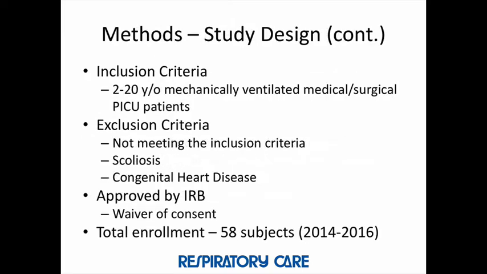So the methods they used for their study here, they looked at patients between the age of 2 and 20 who were mechanically ventilated in a medical surgical pediatric ICU. So that was the inclusion criteria. Exclusion criteria, patients that couldn't be enrolled were patients who didn't meet this, so younger than 2, older than 20, not mechanically ventilated, or not in that ICU, and also patients with scoliosis or congenital heart disease.